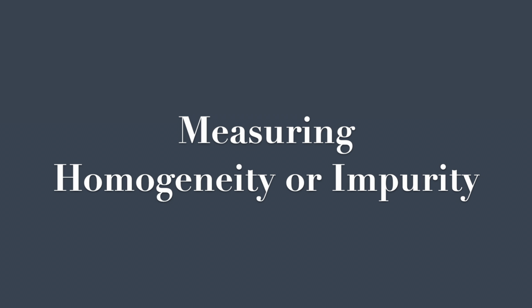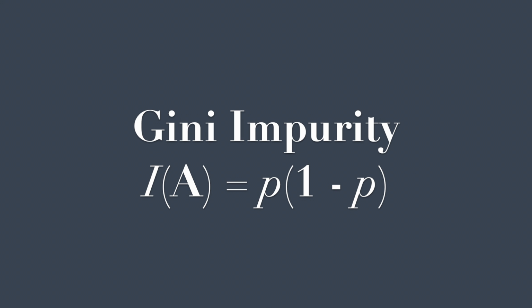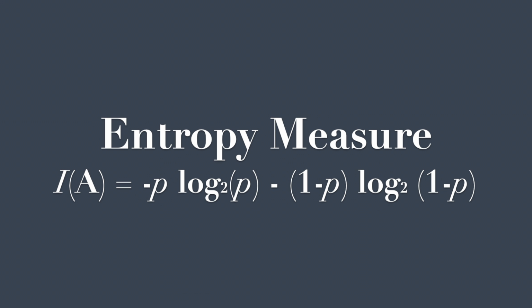It turns out that accuracy is not a good measure for impurity. Instead, 2 common measures for impurity are the Gini impurity and entropy of information. While these and other impurity measures apply to classification problems with more than 2 classes, we focus on the binary case. The Gini impurity for a set of records A is I(A) equals p times (1 minus p), whereas the entropy measure is given by I(A) equals negative p times log2(p) minus (1 minus p) times log2(1 minus p).